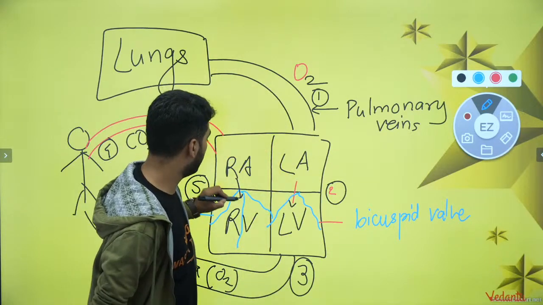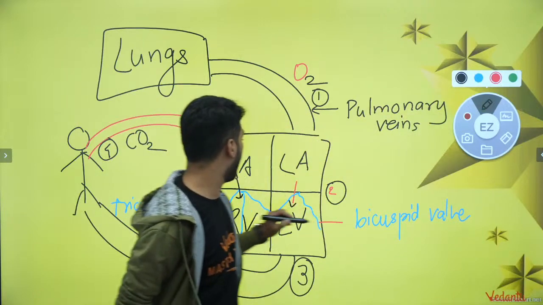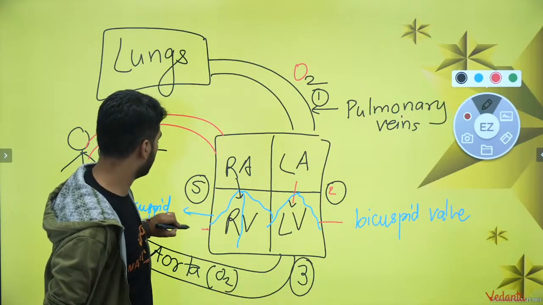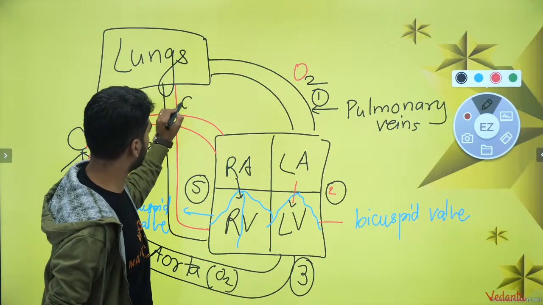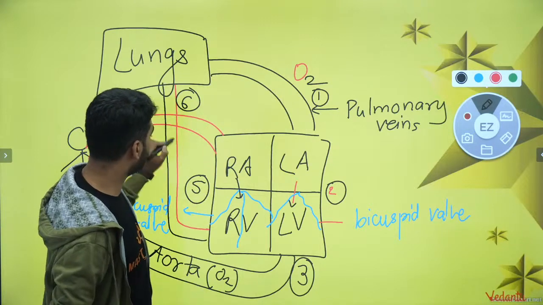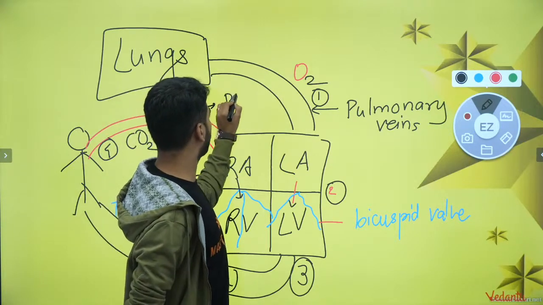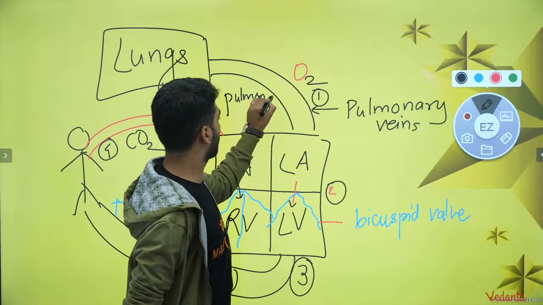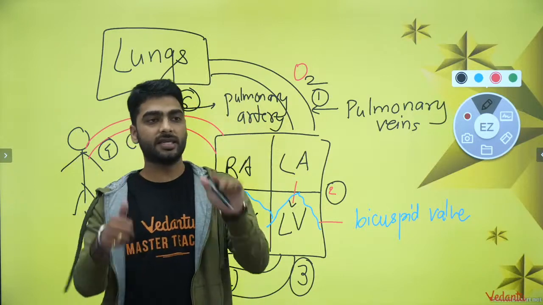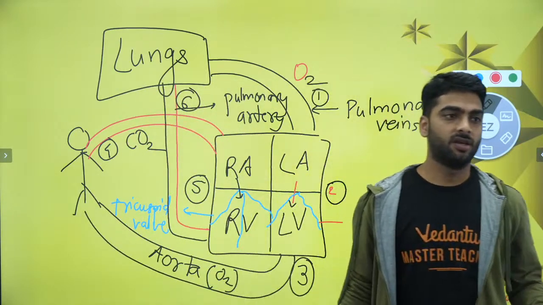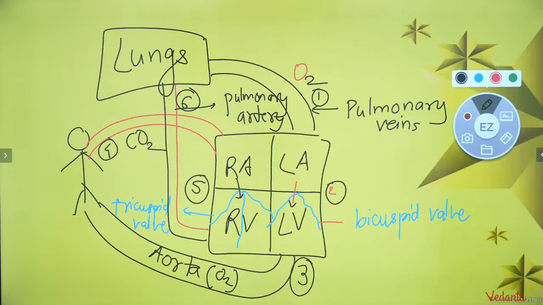From the right ventricle, the blood will go back to the lungs for oxygenation. This is your step number six. And this will go through the pulmonary artery. Six steps. Aorta is the artery which will carry oxygenated blood from left ventricle to the entire body. ठीक है?